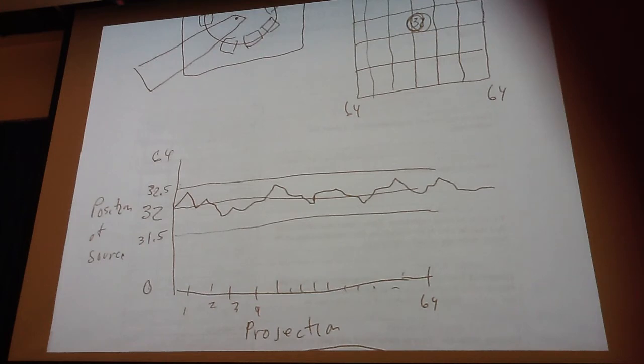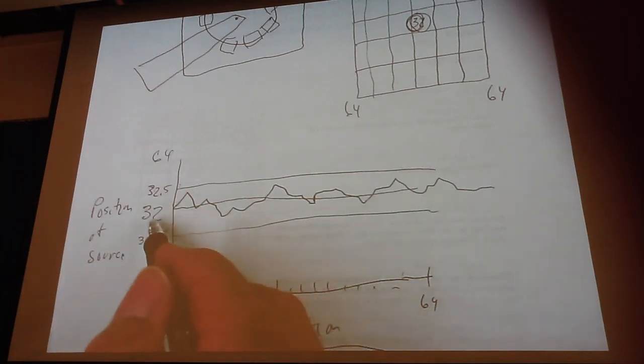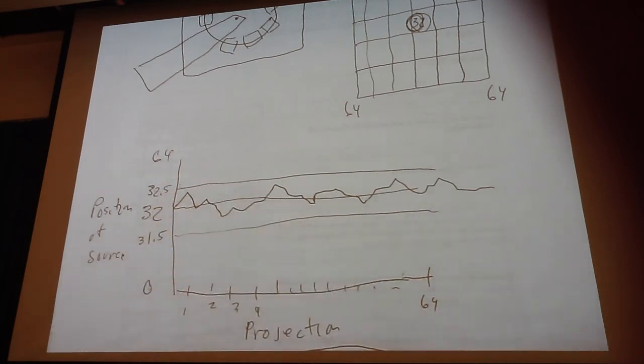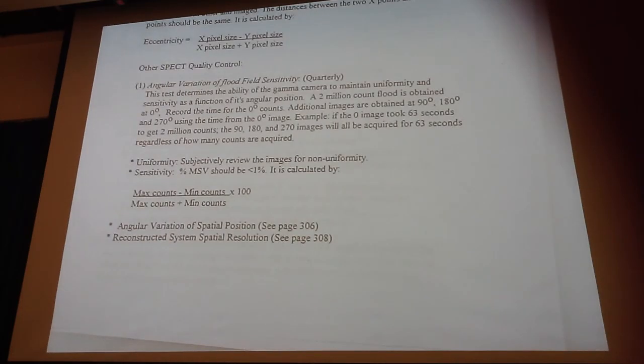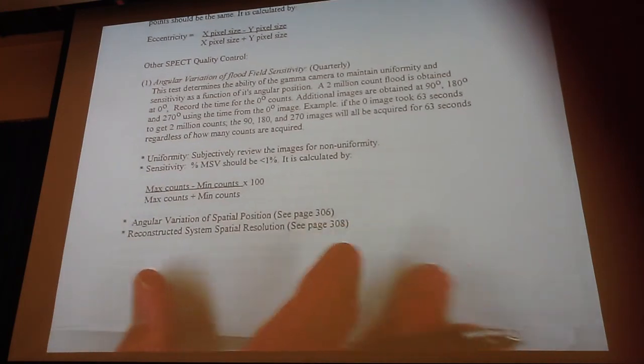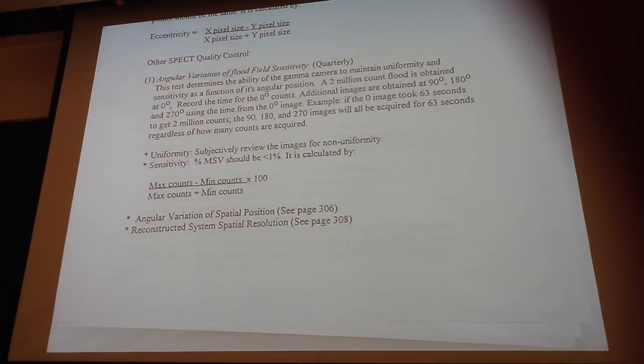Well, after you guys get back from lunch, I'll show you the center rotation. But regardless of whatever matrix size you're using, if I'm using 128 by 128, where should my center of rotation be? 64. Yeah, so this should be 64 plus or minus 0.5. When you're doing center rotation, it's absolutely imperative that you have the source dead center between the two heads, right?